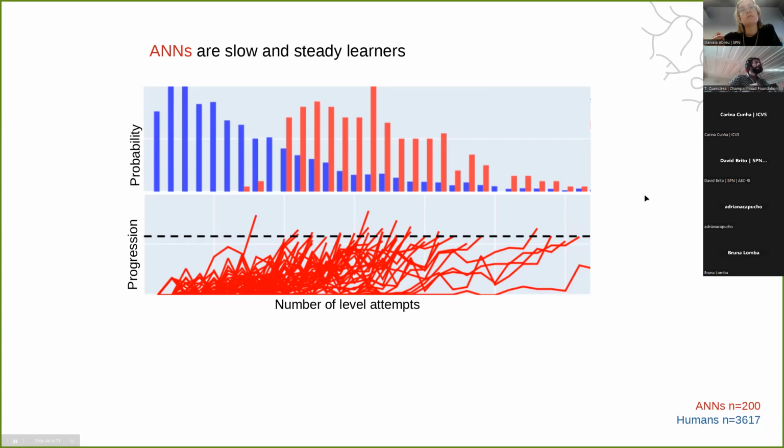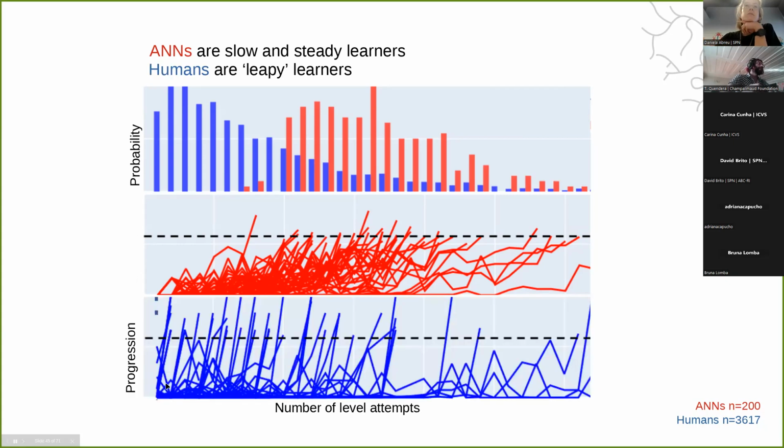Instead, if you look at our human data, you will see that they seem to be what we are calling leapy. The scores usually revolve around 0 up until a point where a single subject figures out how to solve the task and quickly grows its rewards, accumulates its rewards rapidly to reach the performance threshold.